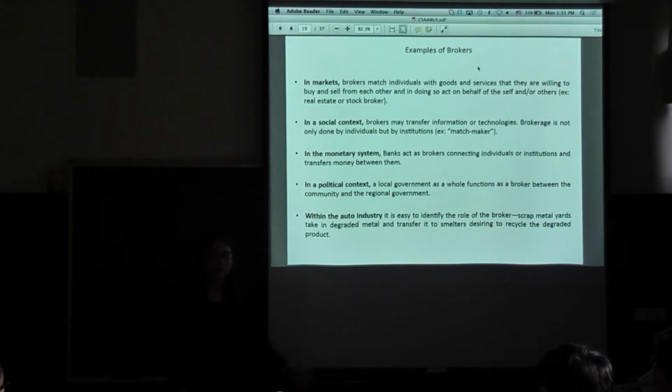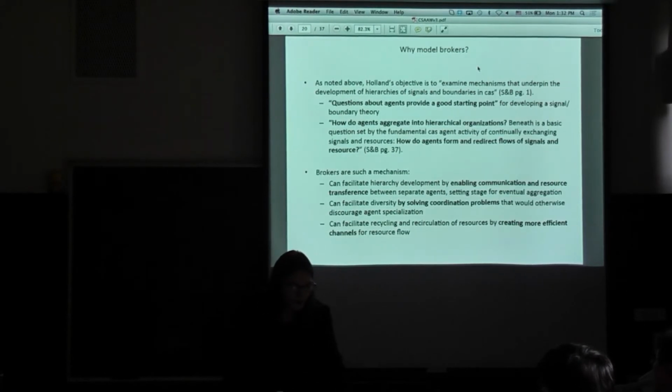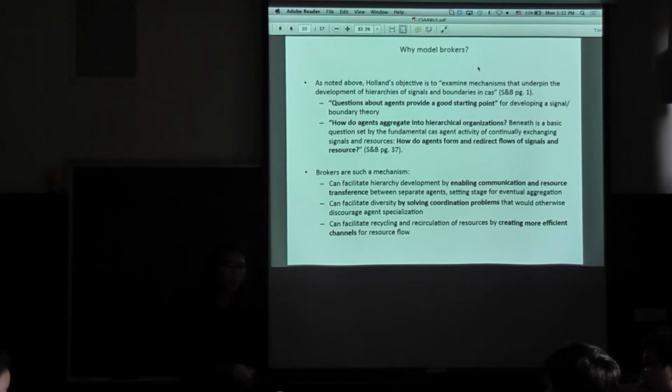In a political context, which Burt and John Levi Martin talk a lot about, local governments as a whole function as a broker between the community and the regional government, for example. And then you can think about even more specific examples like the auto industry, where a scrap metal yard brokers degraded metal and transfers it to smelters, which can be used to recycle the degraded products. So for me, a broker is a more abstract concept than just something in a social context, and that's how I'm using it here. So the question is, why model brokers?